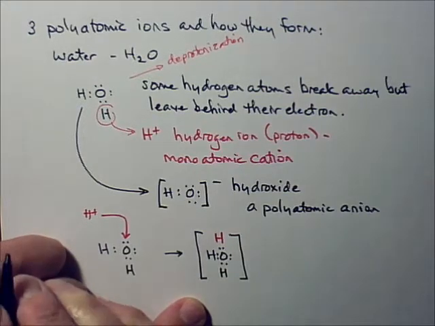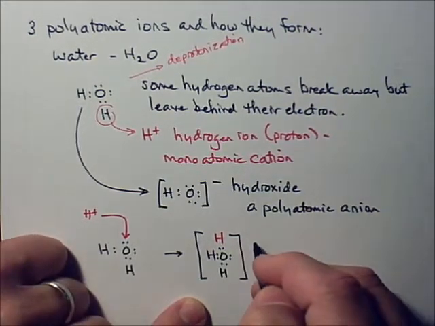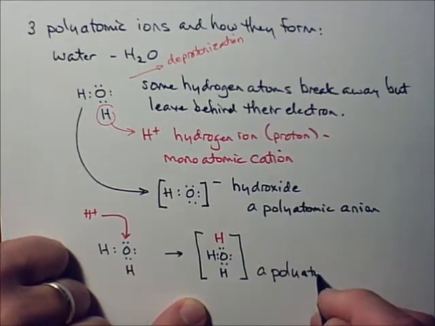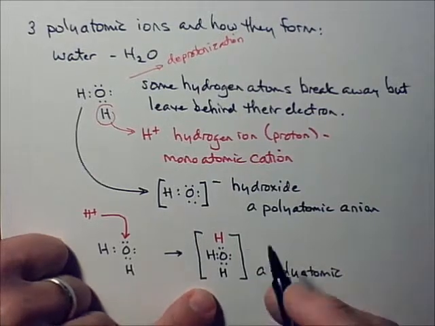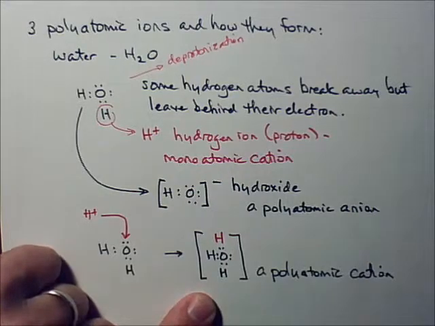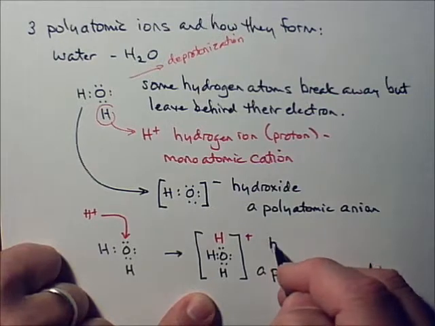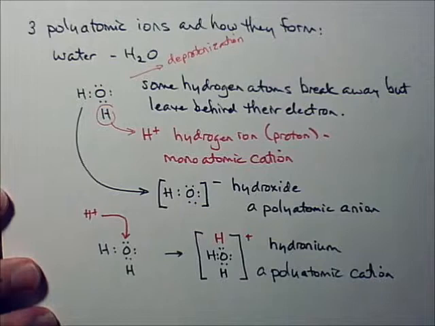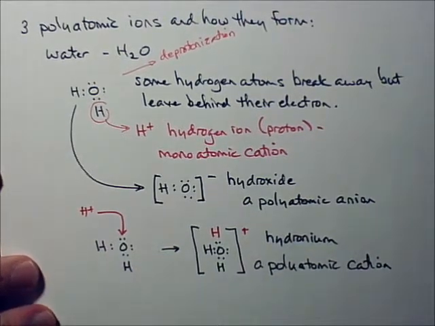So this is another kind of polyatomic ion. It's polyatomic, not anion but cation, because it's positive. I have to put the positive charge on here. And this has a special name too: hydronium. Hydronium.